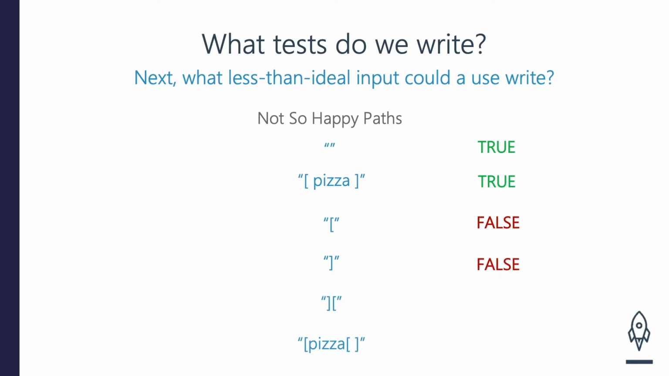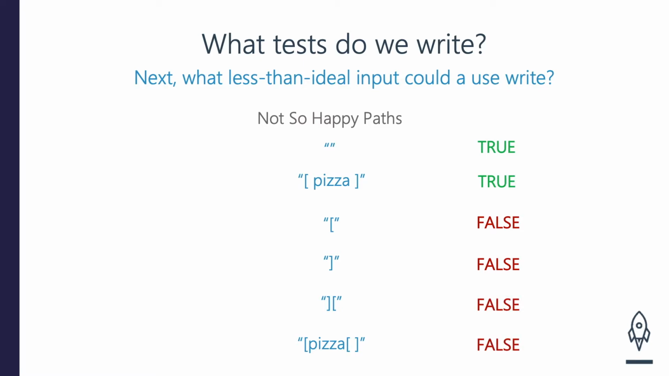Two more examples are a closing and then an opening bracket. Technically, there is a closing bracket and an opening bracket, but they're not correctly aligned. The other input we see is pizza with an open bracket, another open bracket, and a closed bracket. These brackets aren't balanced either. So both of these should also be false.